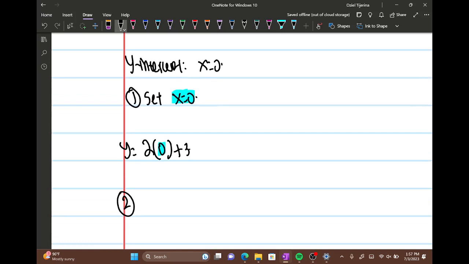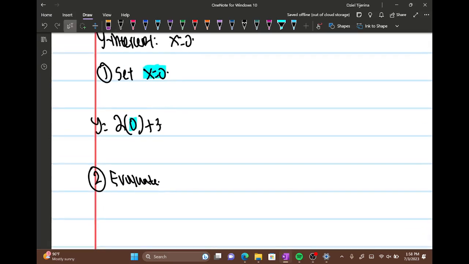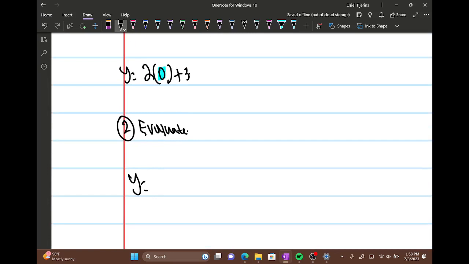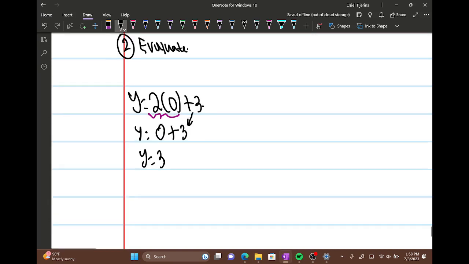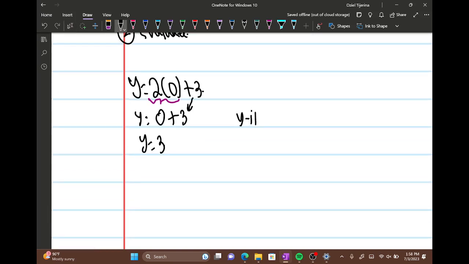The next step is to evaluate. When I say evaluate, I mean arithmetically, what is this going to be? I have 2 times 0 plus 3. The first step is to multiply these two. 2 times 0 is 0. Then we bring it down, plus 3. 0 plus 3 is 3. So I know that my y-intercept is y is equal to 3.